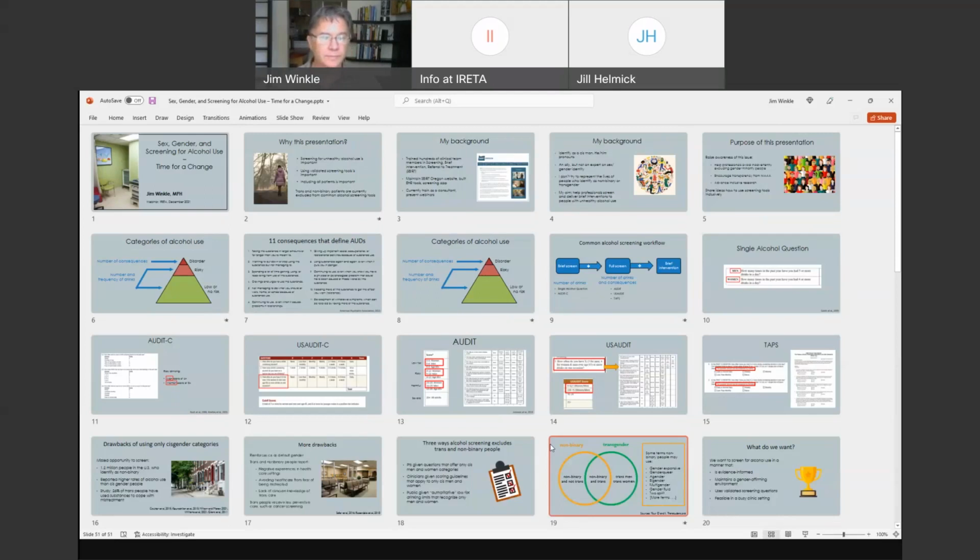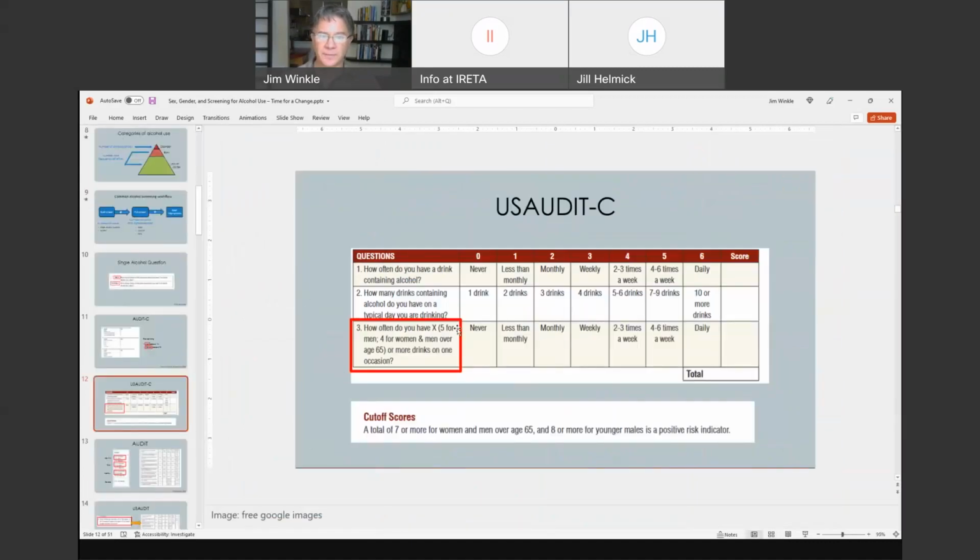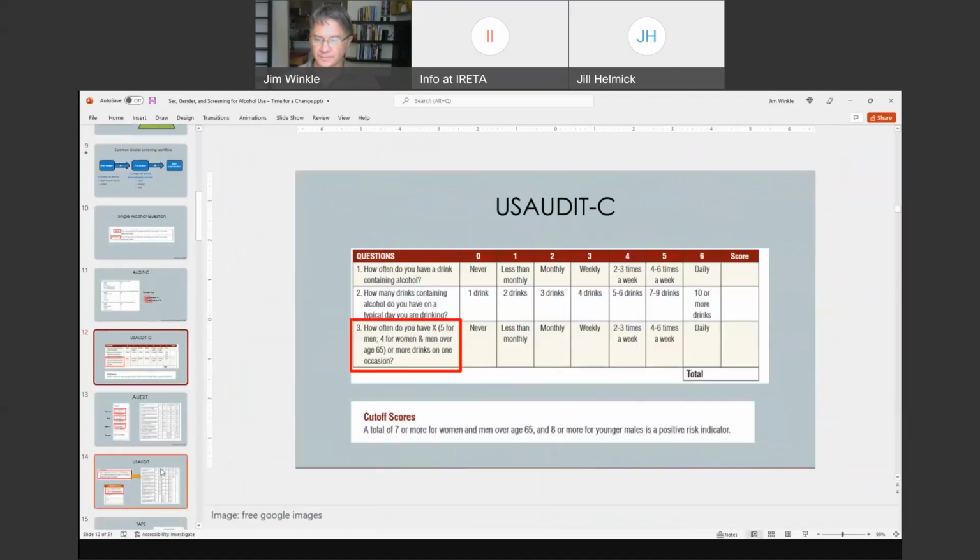Have you looked at the newer US audit, which makes some adjustments for Q3, but does not address the trans issue? I have not seen a newer US audit. Well, maybe you're talking about the normal one that's printed up here, the US audit C, or the US audit.